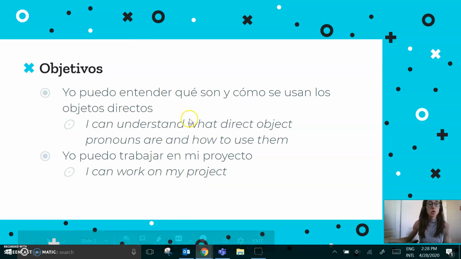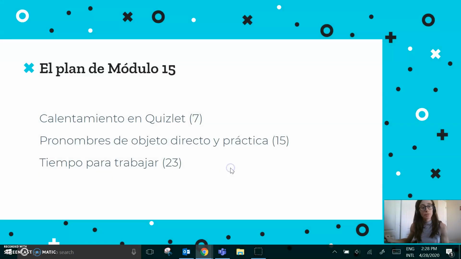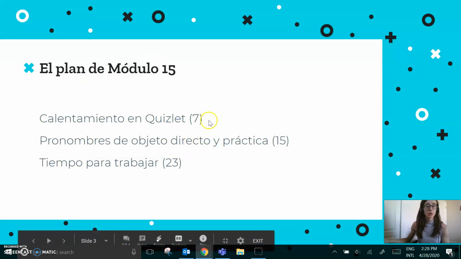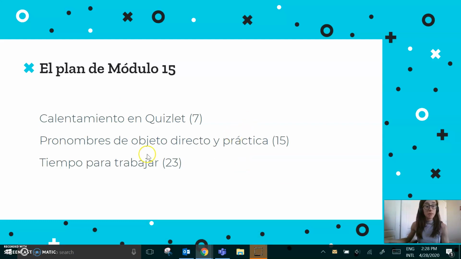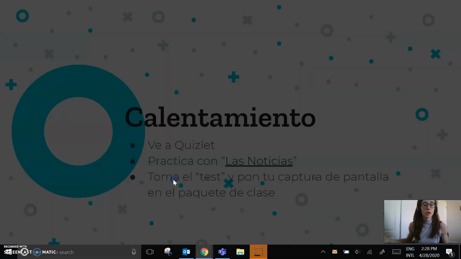Our objective here is twofold. We are hopefully learning how to understand what direct object pronouns are and how we can use them in Spanish, and then also working on our project. The plan today is pretty simple. We are going to spend time on Quizlet. We are going to learn about direct object pronouns and then practice them. And then we will have time to work on our project. A reminder here that your time to work on your project is for this news reporter project we're working on.